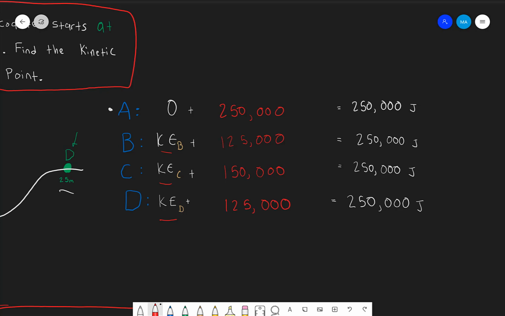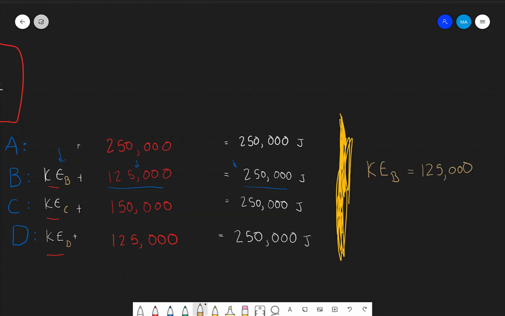I guess I really didn't need to do it for point A because I already knew that the kinetic energy was 0. But for every single other point now, I have that the kinetic energy at that point plus whatever the potential energy at that point happens to be is equal to the total energy, which is 250,000 joules. So now I have a lot of algebra problems, and all I have to do is take this number, subtract it from this number, because I have kinetic energy plus that equals that. So I just have to subtract, that's algebra, and then I'll get the final answer. So let me do that real quick. Okay, and then this is your final answer.